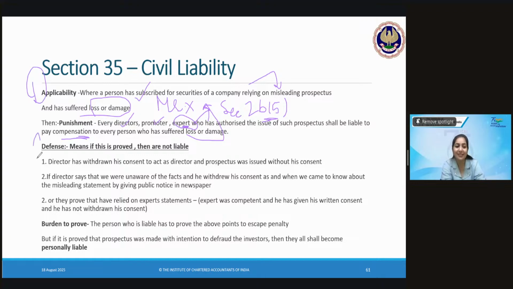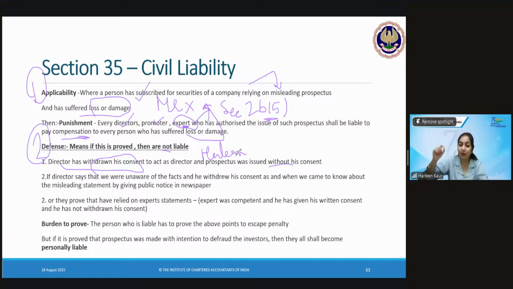फिर से defense. क्या defense use करेंगे हम? If it is proved, they are not liable if the director has withdrawn his consent to act as director and the prospectus was issued without his consent. So Harleen ma'am was director in this ABC Limited company and I said, look, I don't want to act as a director in your company. तुम्हारी तो company पता नहीं क्या misleading statements देती रहती है. मेरे consent के बिना issue हो रहा है. मैं जिम्मेवार नहीं हूँ. मैंने पहले ही बोल दिया.